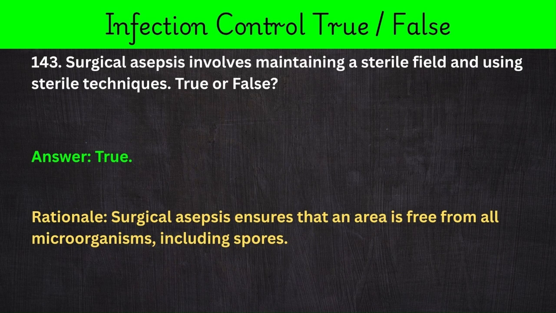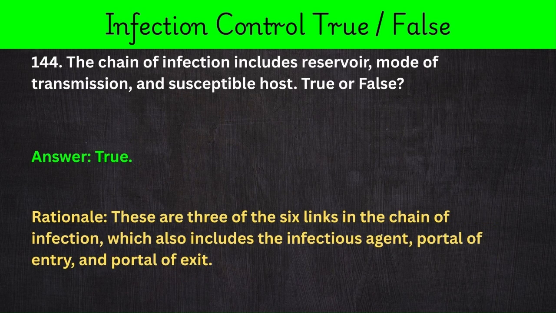143. Surgical asepsis involves maintaining a sterile field and using sterile techniques. True or false? Answer: true. Rationale: surgical asepsis ensures that an area is free from all microorganisms, including spores. 144. The chain of infection includes reservoir, mode of transmission, and susceptible host. True or false? Answer: true. Rationale: these are 3 of the 6 links in the chain of infection, which also includes the infectious agent, portal of entry, and portal of exit.